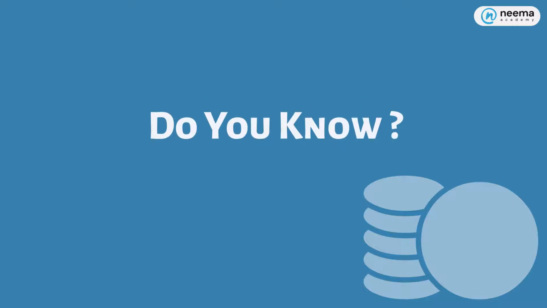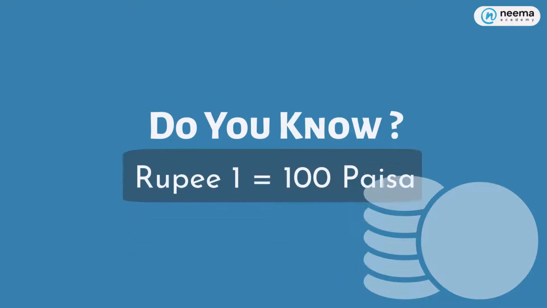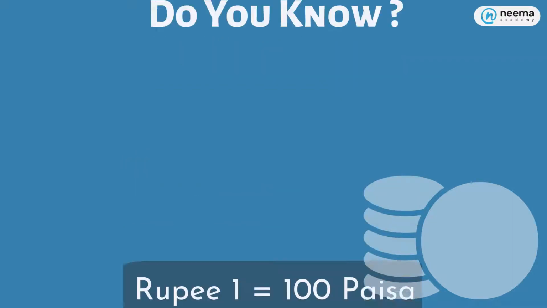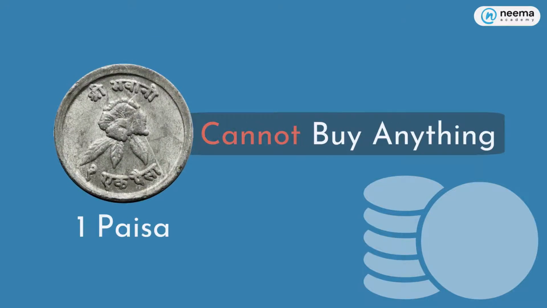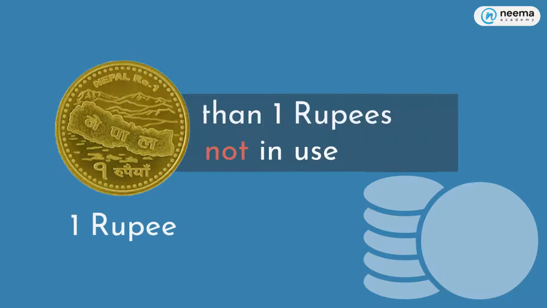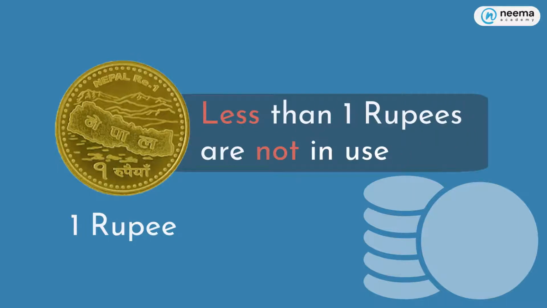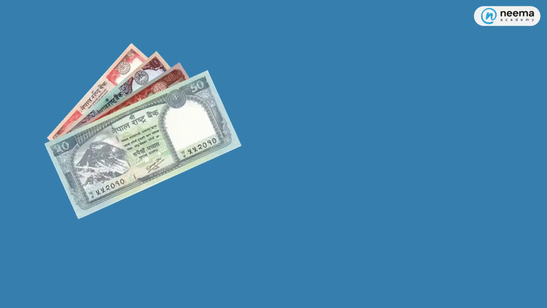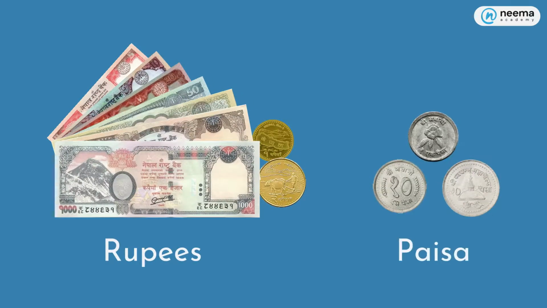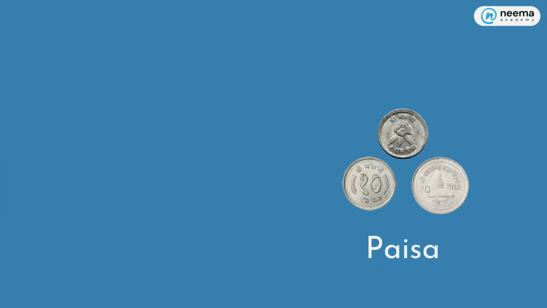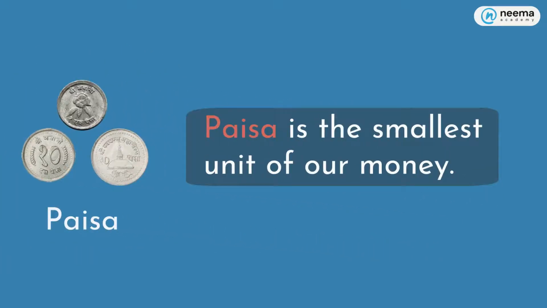Do you know? Rupee 1 equals 100 paisa. Nowadays, 1 paisa cannot buy anything. So, the coins whose values are less than 1 rupee are not in use. But, the cost of expensive things also sometimes includes rupees and paisa both. We should not forget that paisa is the smallest unit of our money.